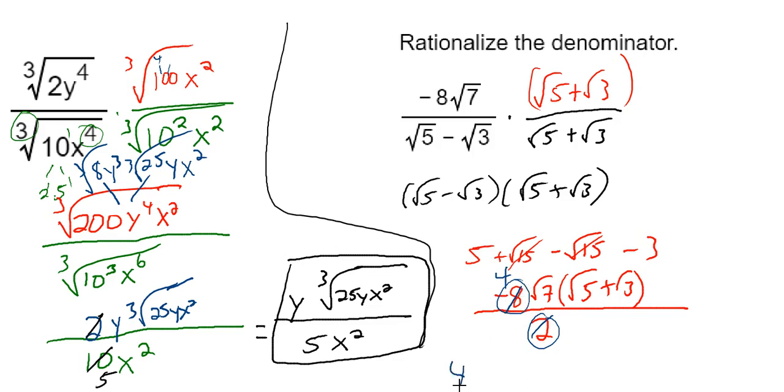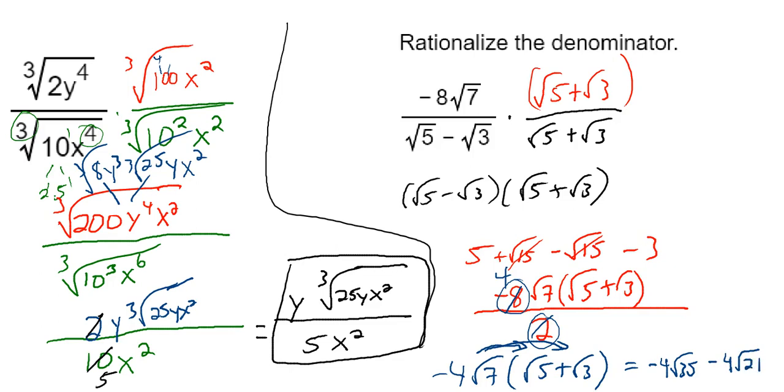So what we end up with is negative 4 square root of 7 times the square root of 5 plus the square root of 3, which now we can go ahead and distribute since there's nothing to hold us back from distributing it. There's nothing else to reduce or cancel out or anything like that. So we'll go ahead and distribute it, and we will get negative 4 square root of 35 minus 4 square root of 21. All right, and then that'll be our final answer here. All right, so that concludes the video for section 6.5 on rationalizing the denominator.